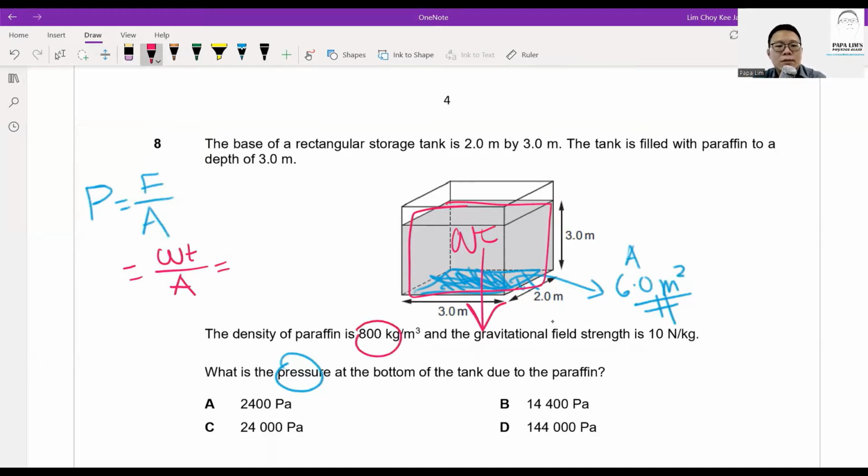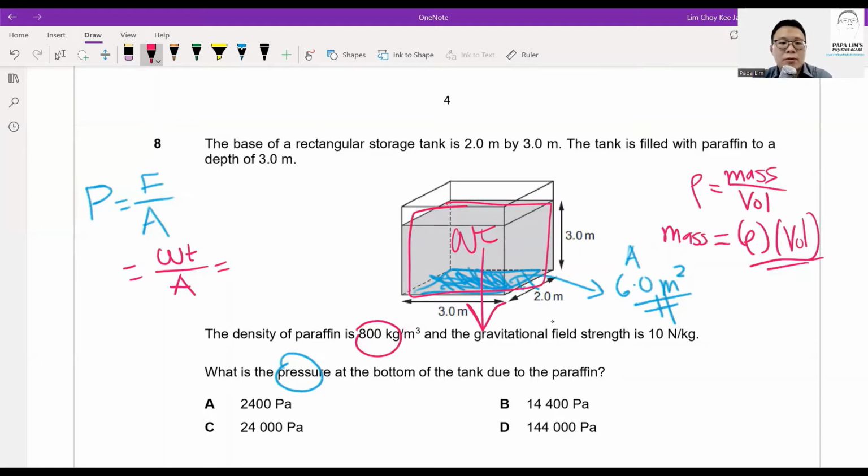So let's do a simple formula. Density is mass over volume. If I want mass, it will be density multiplied by volume of the object. What does mass have to do with weight? Remember the formula for mass and weight. Weight is defined as mass times gravitational field strength, which is mg, divided by area. And mass is density multiplied by volume. The rest remain the same. G will be here, area will be here.